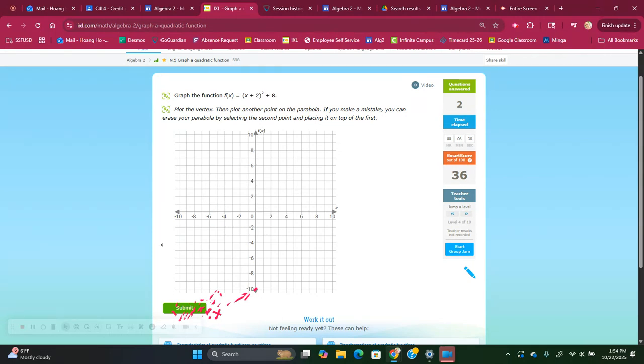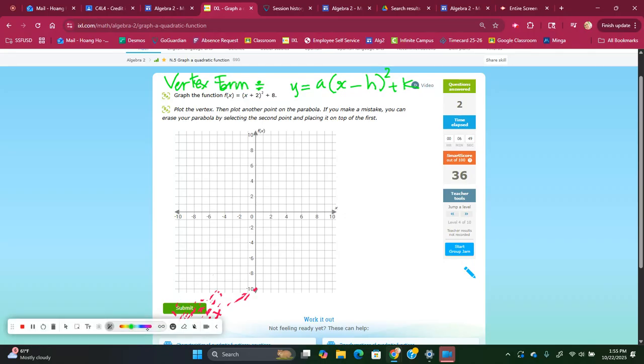Okay, so let's write vertex form again. y equals a(x subtract h) squared plus k. If you want to find the h, make sure you go to the x part, the x squared part, and you see the number 2. So the h should be negative 2. Make sure you take the opposite.